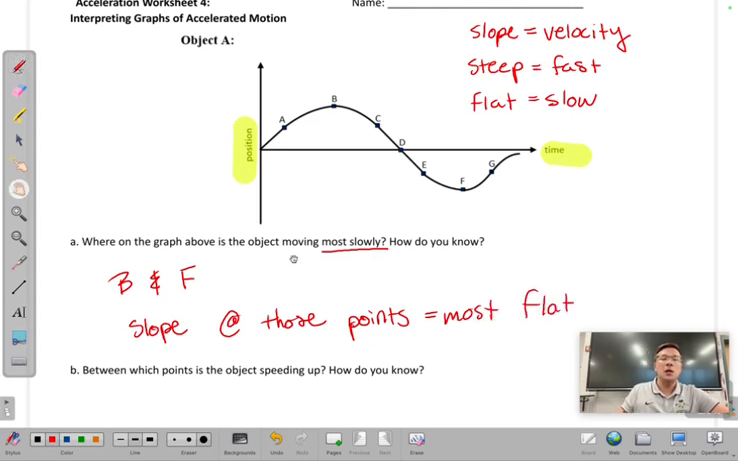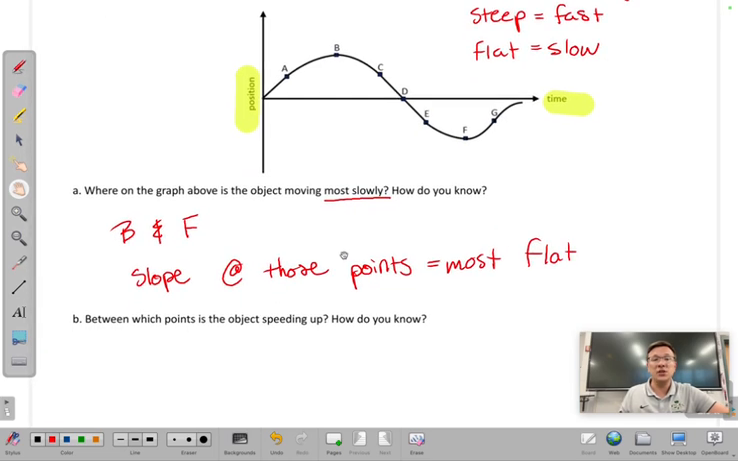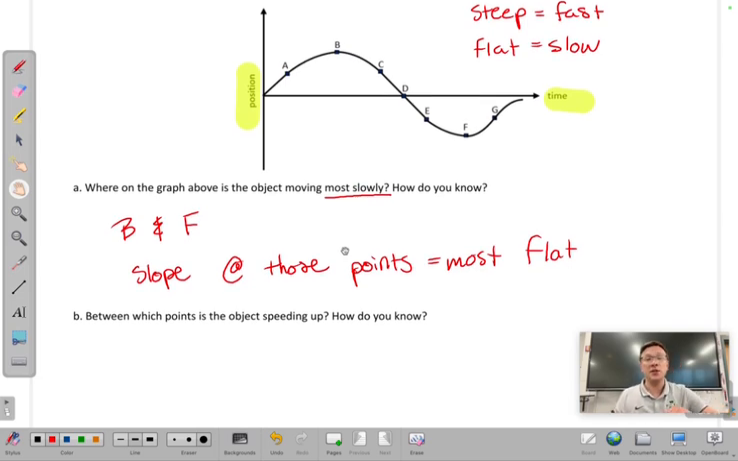Okay, now let's go ahead and move on to the second question, which says, between which points is the object speeding up? How do you know? Again, please pause the video, discuss with your table, come to a consensus, and then restart the video. I will go ahead and move on right now.